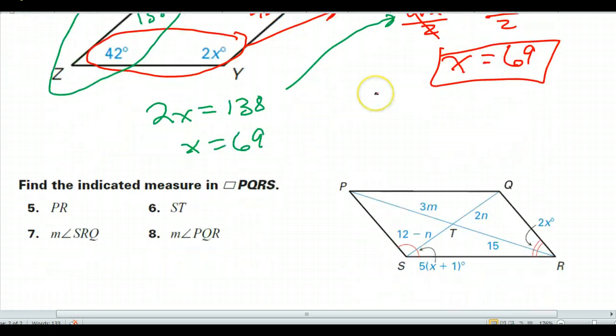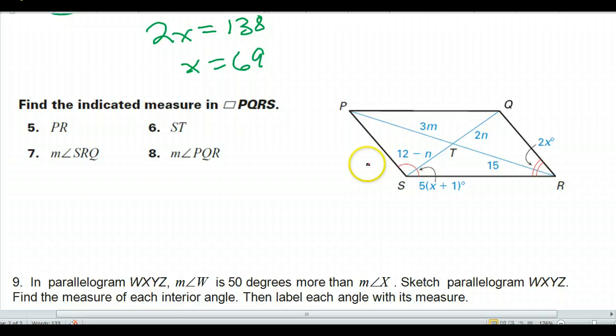All right, moving on. Look at number 5. We're supposed to find the length of PR. Notice, I'm not just asking you for a variable. I'm not just asking you for x or n or m. I'm asking you for the length of PR. So once I find the variable, I'm going to have to plug it back in to find this answer. Anyway, PR.